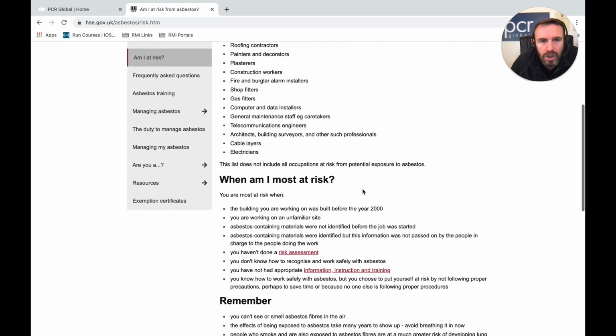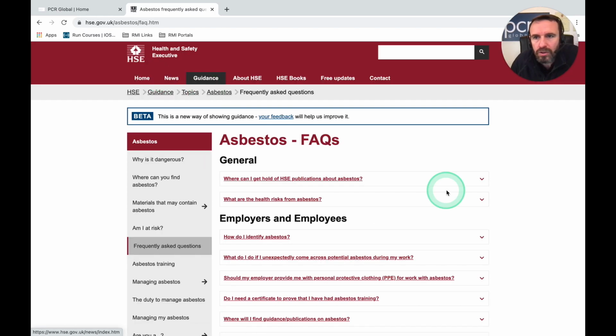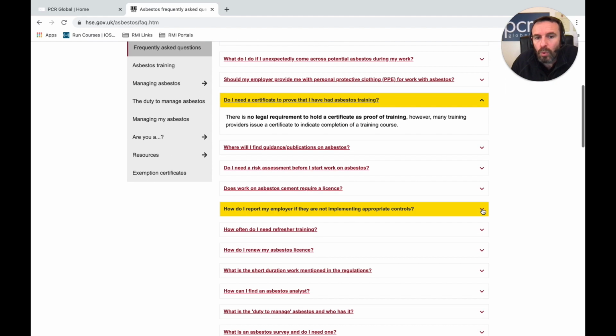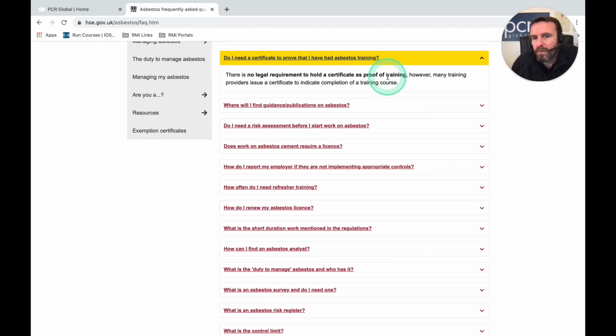The asbestos training, very important. Before we do that, we look at frequently asked questions. Again, get yourself on here. There's some really good information on here. How do I identify asbestos? Do I need a certificate to prove that I've had asbestos awareness training? There is no legal requirement to hold a certificate as proof of training. However, many training providers, PCR included, issue a certificate to indicate completion of a training course.